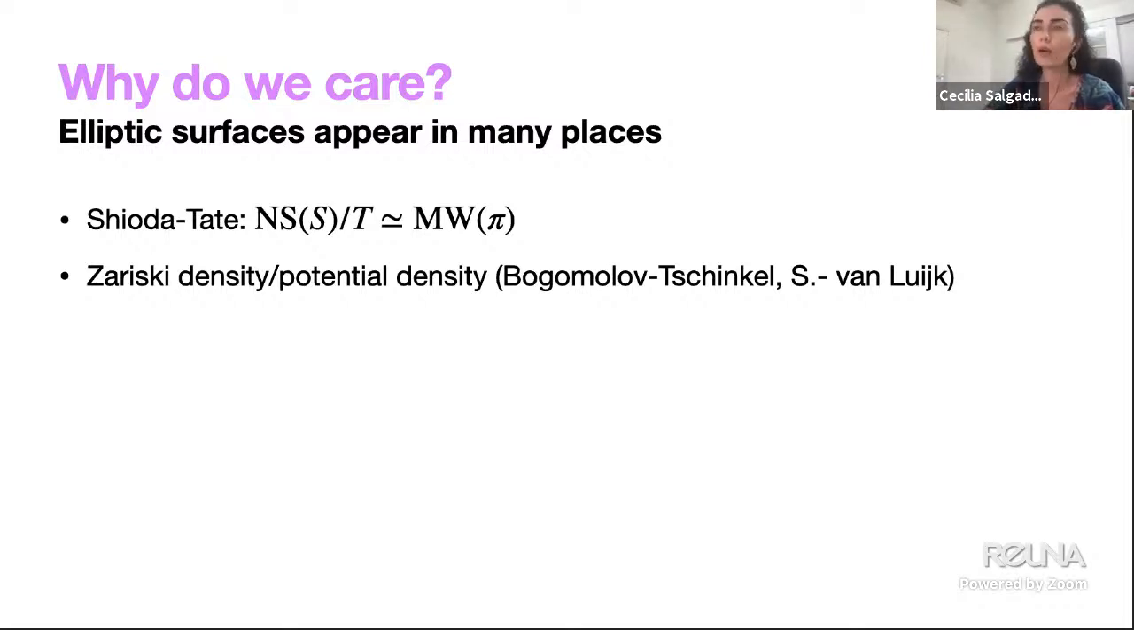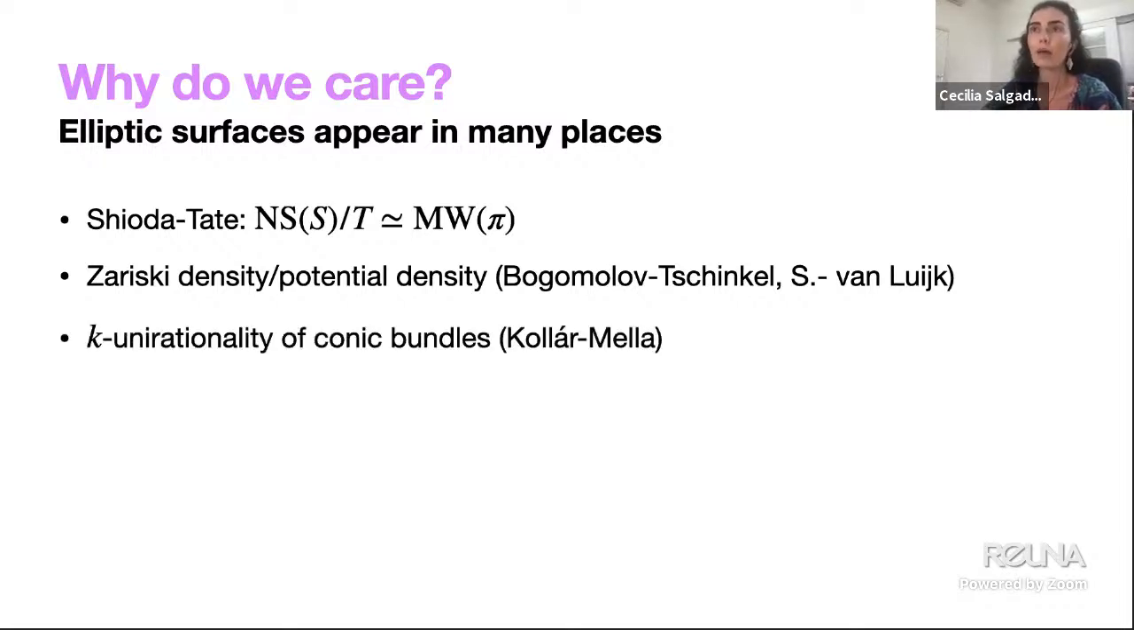And I used them together with Ronald van Luijk from Leiden to prove the Zariski density of the K-points in the Halphen surfaces of degree one. So that's a reason to care for these surfaces if you like number theory. But one more, if you're interested in this kind of thing: more recently they have been used by Kollár and by Mella to prove K-unirationality of conic bundles of degree one. So this was something that was there for a long time, and they finally showed this around 2014-15 by using an elliptic fibration inside of such surfaces, okay?